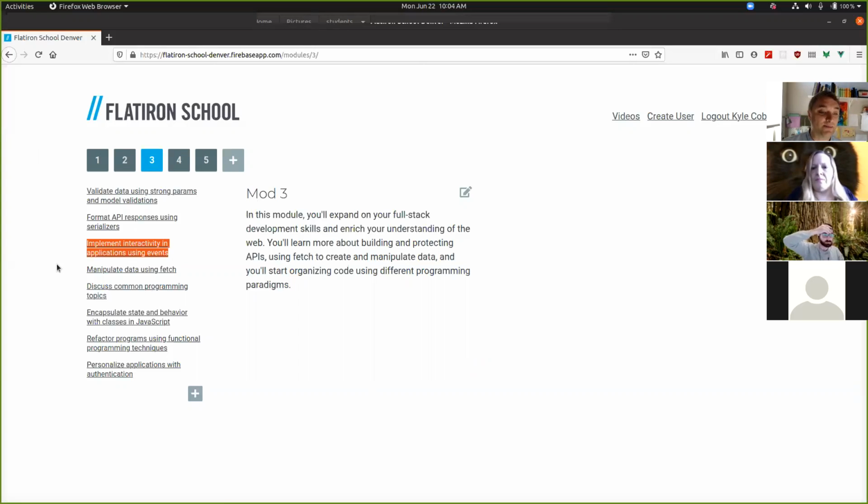Implement interactivity in applications using events. It's not optional. That's probably going to be a big part of Mod 3 for us, wrapping our head around events. We're going to figure out how to do the rest of the fetches. We're going to discuss common programming topics.